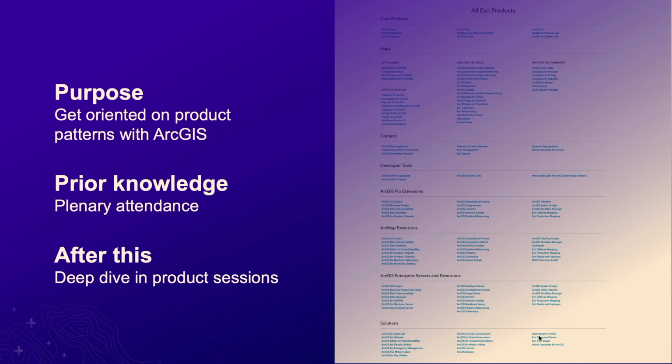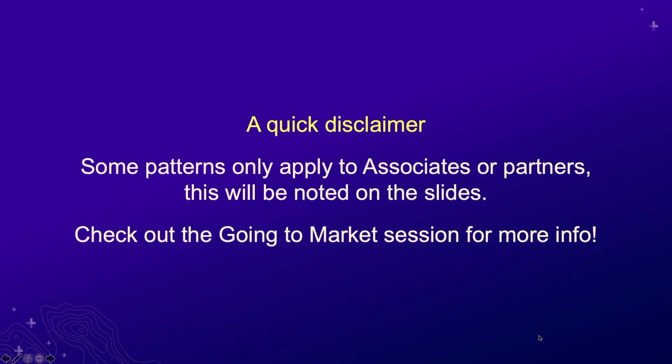Just a quick disclaimer here at the beginning: some patterns only apply to associates or partners, and this will be noted on the slides. Check out the going to market session for more information. What this really means for you as a developer is that there's some patterns that require different licensing models that are available to associates and partners. And all organizations have the ability to apply to be an associate or a partner, and the go-to-market section is really going to cover that in detail. But of course, you can always reach out to Max or myself should you have any questions.